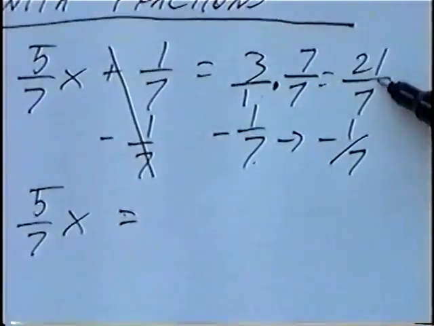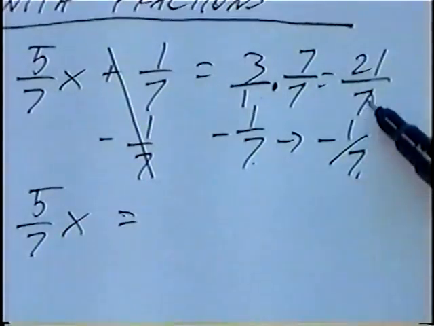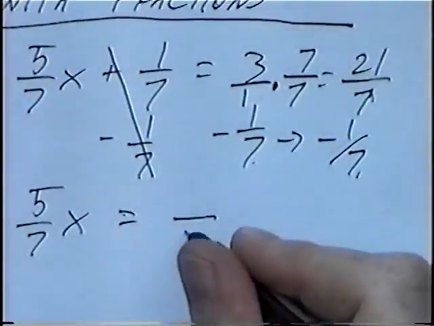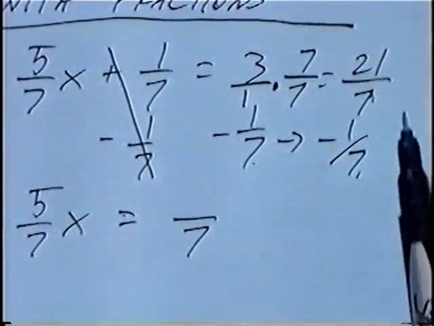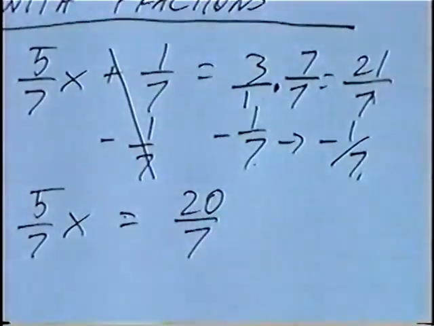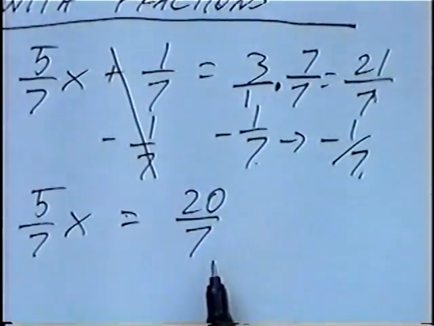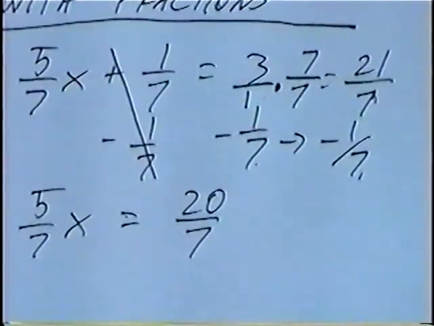So now we have 21 over 7 minus 1 over 7. Common denominators, or the bottom number, is the same, which would stay the same as 7. And we can subtract 21 minus 1, which would be 20. So the original question 3 minus 1 over 7 would be 20 over 7.